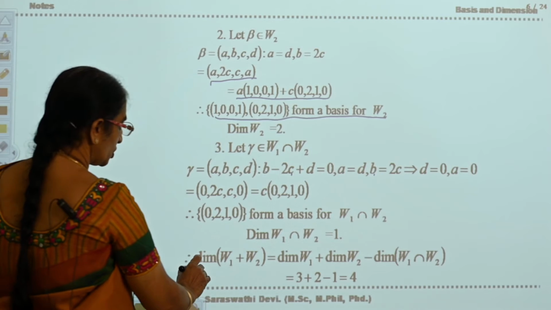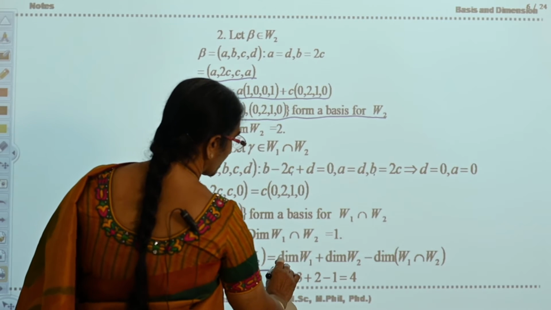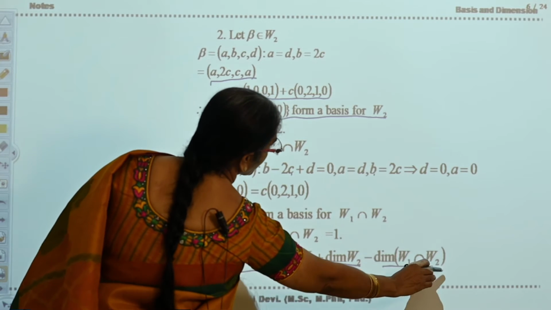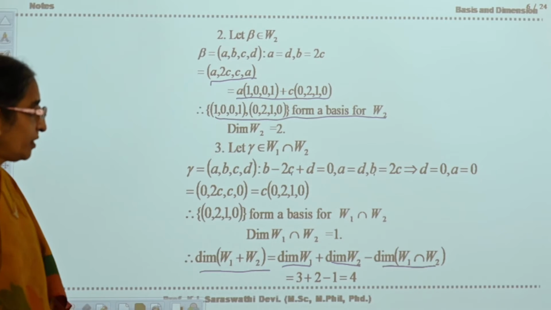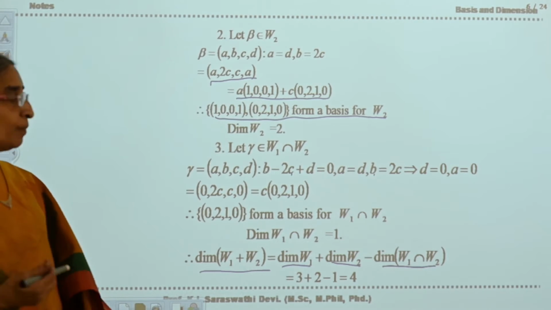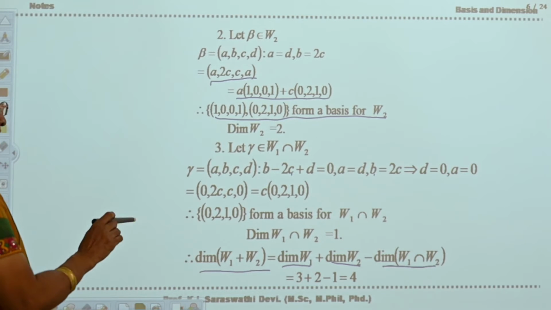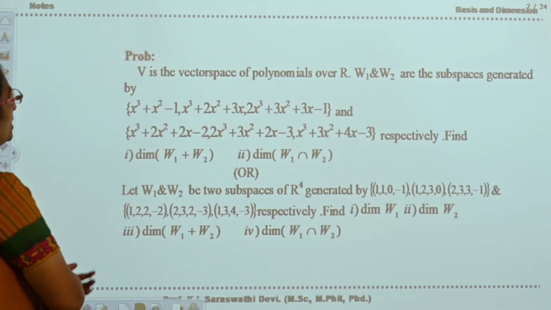Therefore, the dimension of W1 plus W2 is dimension of W1 plus dimension of W2 minus dimension of W1 intersection W2. That is 3 plus 2 minus 1, which is equal to 4. Okay. Now is it clear? Now see the next one.